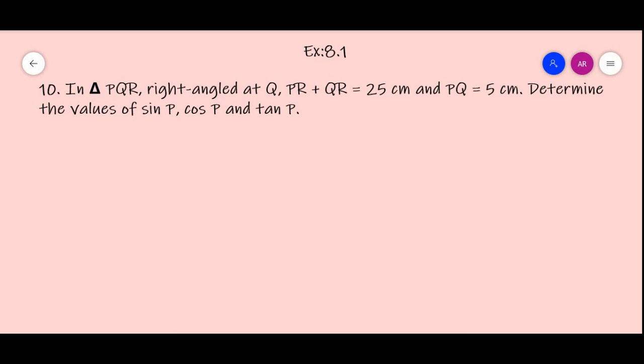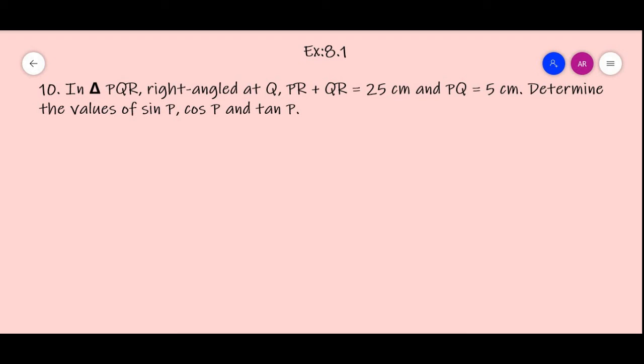Let us just read this question. In triangle PQR, right angle at Q, PR plus QR is equal to 25 centimeters, and we have also been given that PQ is equal to 5 centimeters. So we have to determine the values of sin P, cos P and tan P.